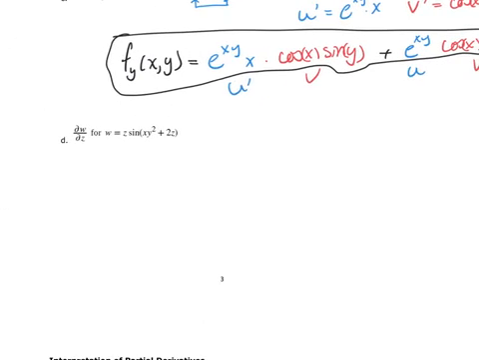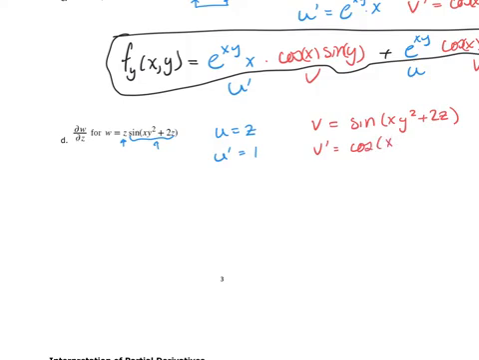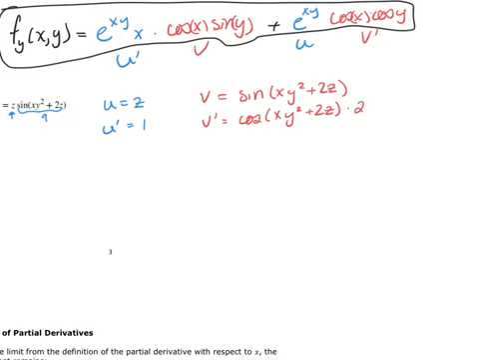Now, we have 3 variables. Not much is changing. I have this, which is a function, and then I have this, which is a function. So once again, I'm going to do my u. My u is going to be just z. My u prime is going to be just 1. My v is going to be the sine of my angle. And so v prime is going to be the cosine of the xy squared plus 2z multiplied by the derivative of my angle, which is just going to be 2.